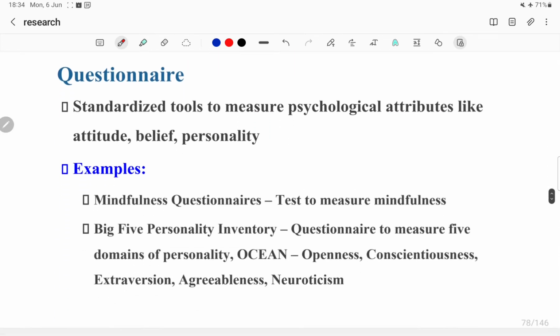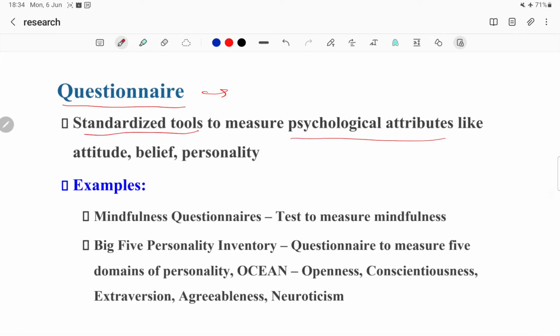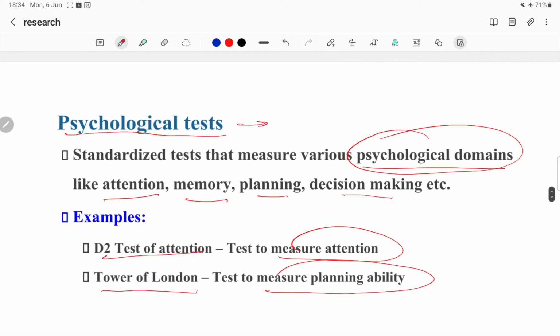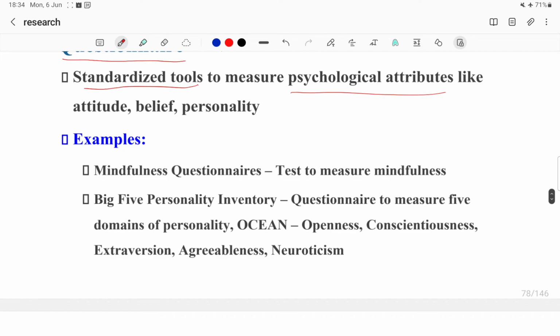Next, questionnaire. The heading itself tells what it is. There will be standardized questions to measure different variables. Same as in psychological tests, here we use questionnaires. There will be a set of questions and we have to tick whatever we feel. At the last, the scoring will be done by the main person.